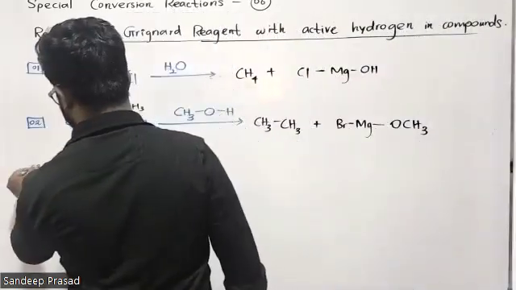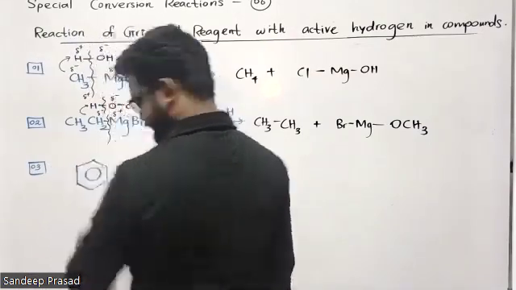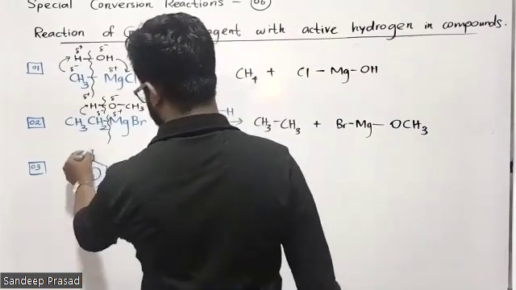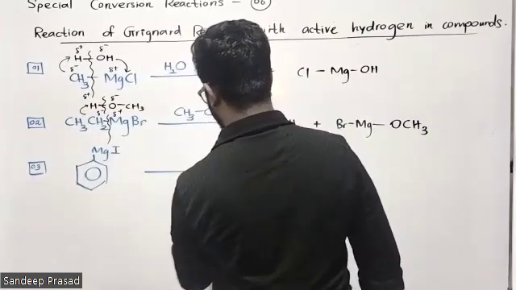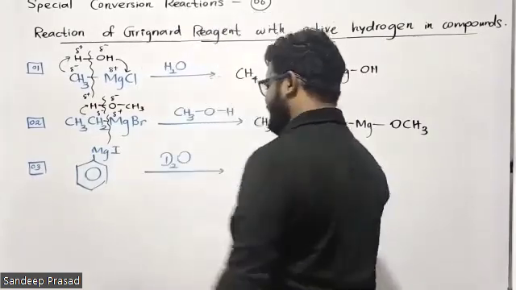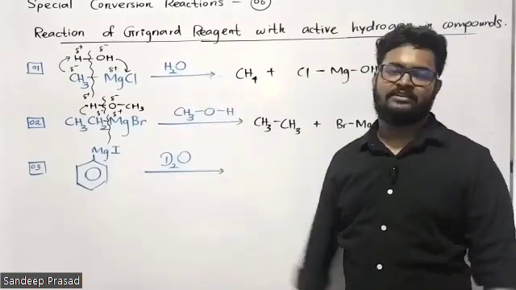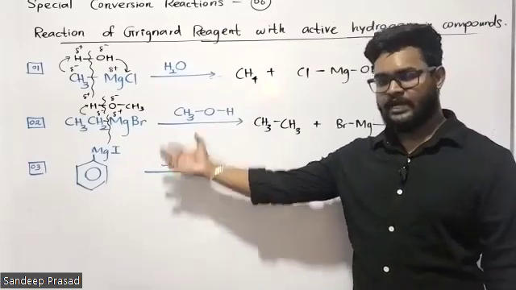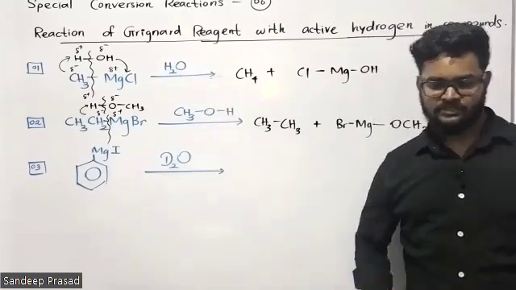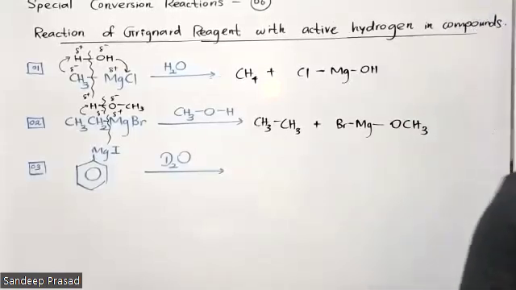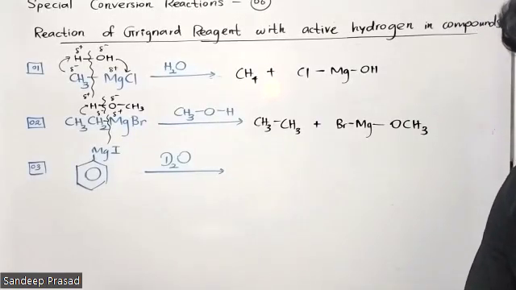Third example. Right. So, this is very interesting. Benzene magnesium iodide is reacting with D2O. What is this D2O? D2O is also the same as H2O, because deuterium is an isotope of hydrogen. Right? So obtain the product. Let's see how we can go for the answer. Try to get the answers.